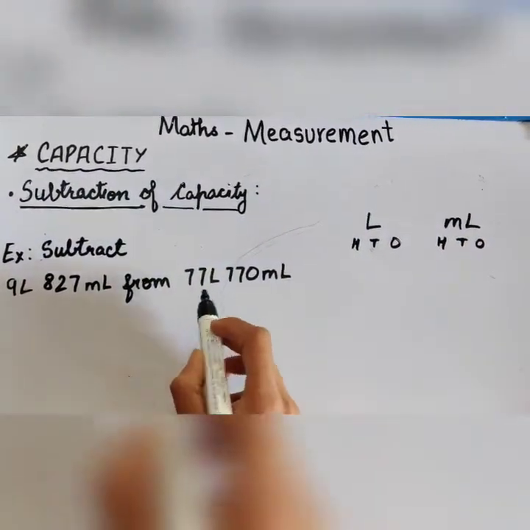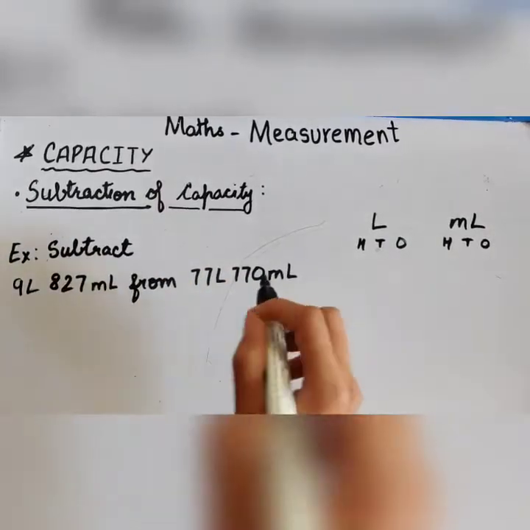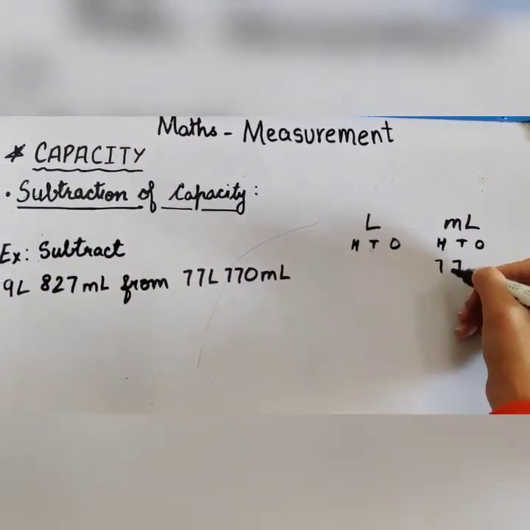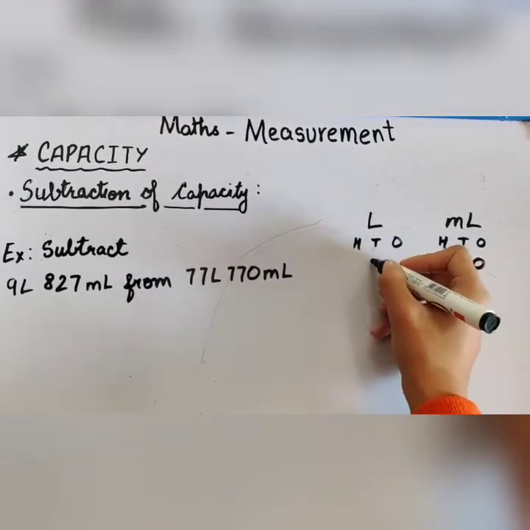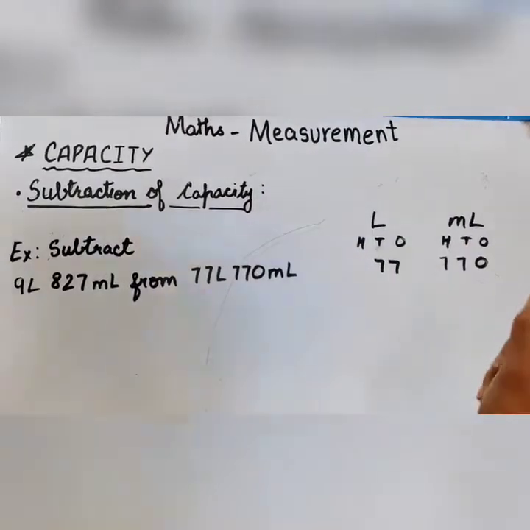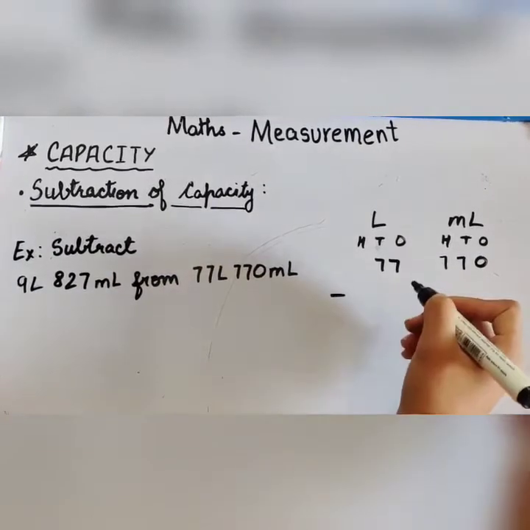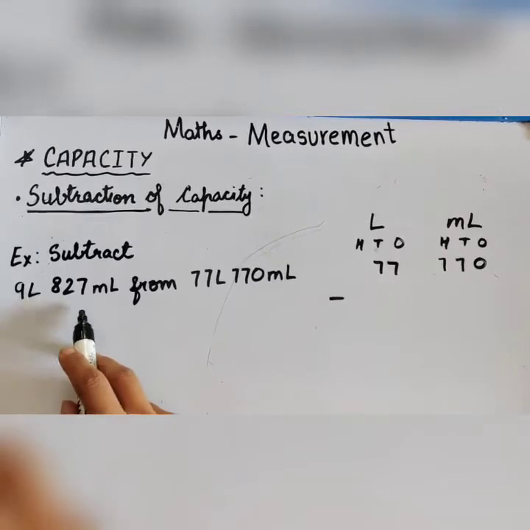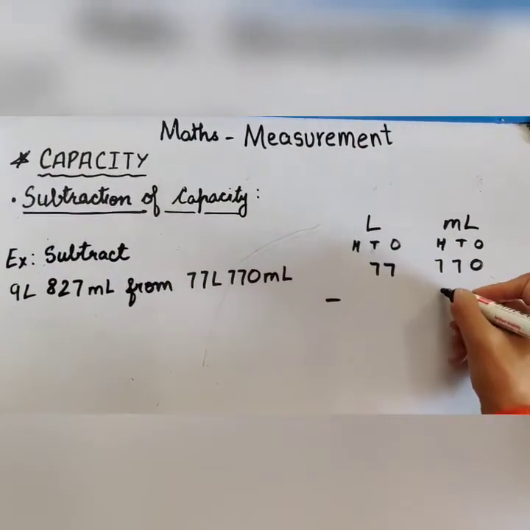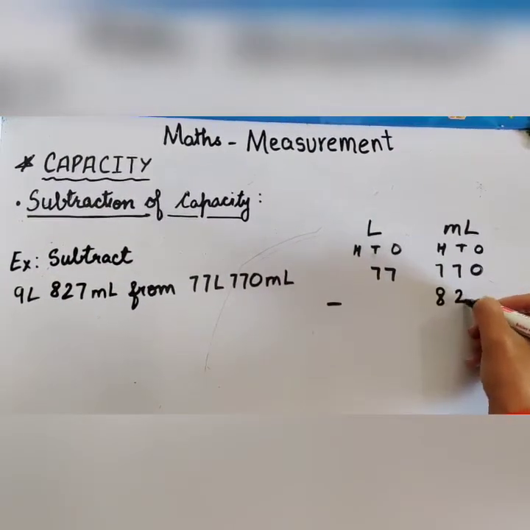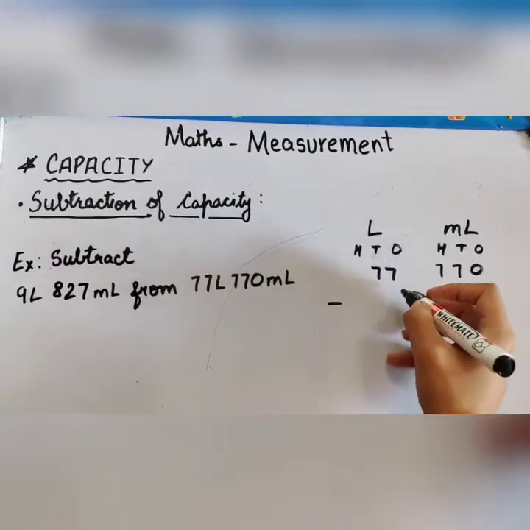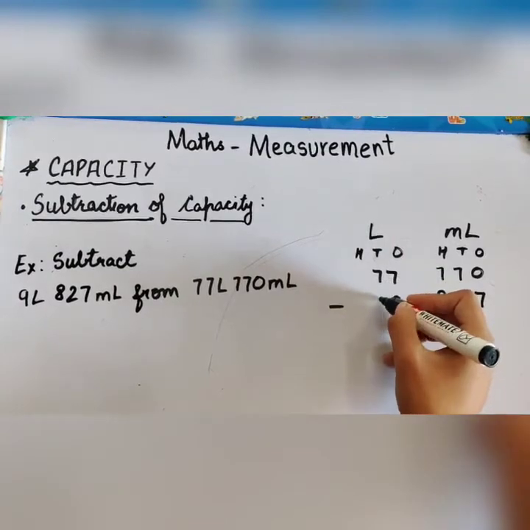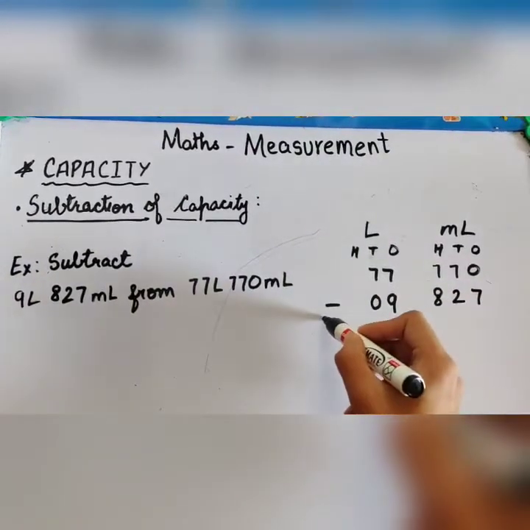Let us write. First we will write this number as we have to subtract from it. So first we will write the milliliters value. 770 will come here and 77 will come here according to the place value. Now we will put the sign of subtraction. Our next number is 9 liter 827 milliliter. Here it will come: 827 and here 9. And below the 77 we will write 0 as there is no number.